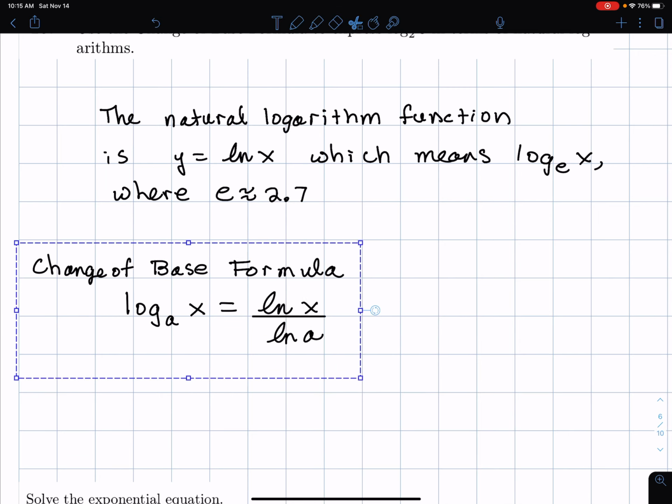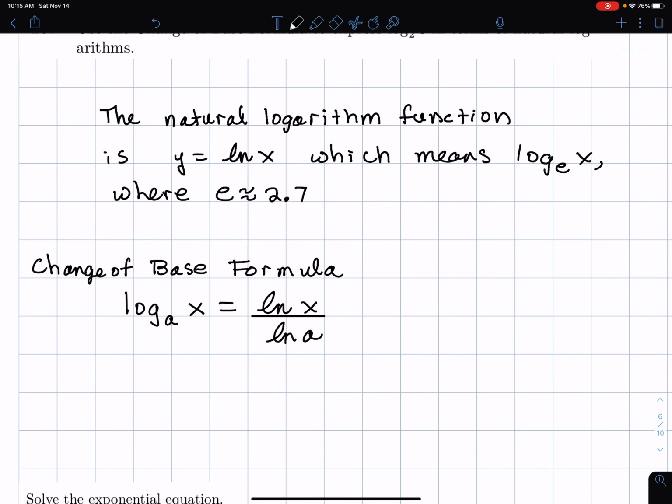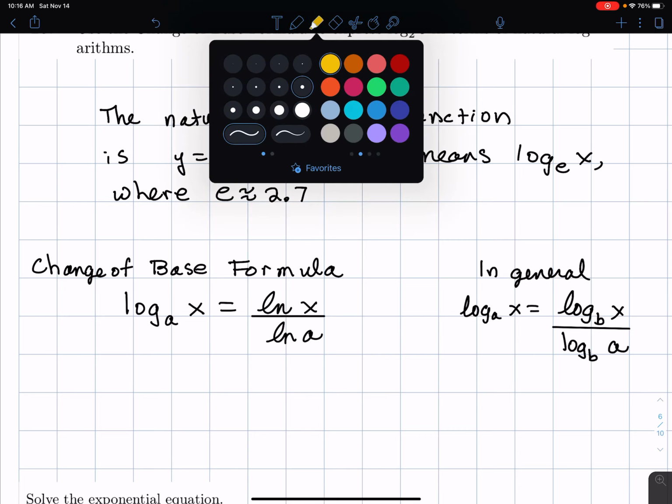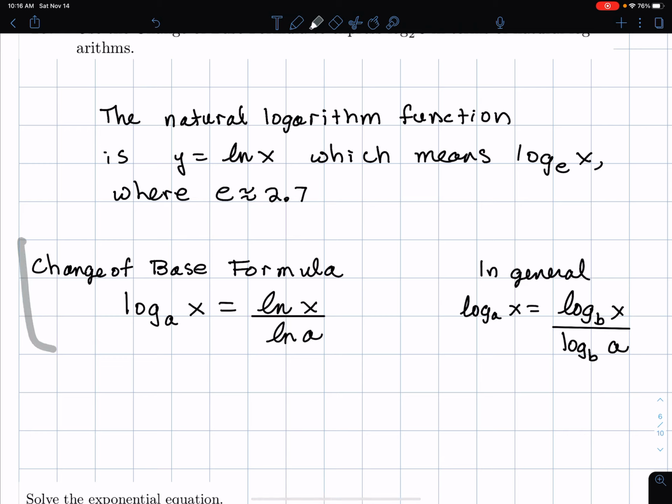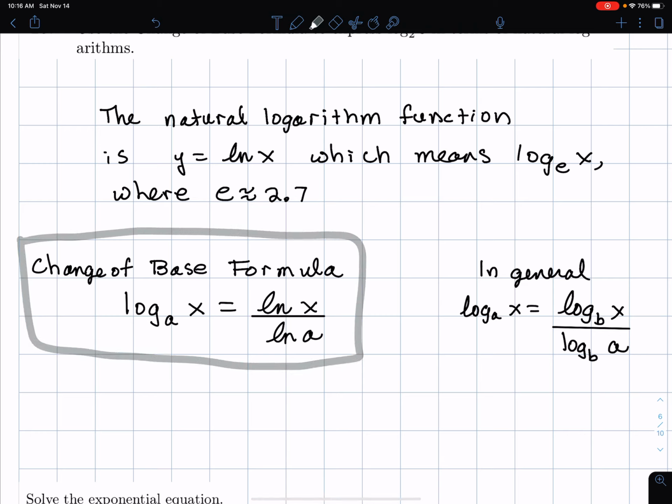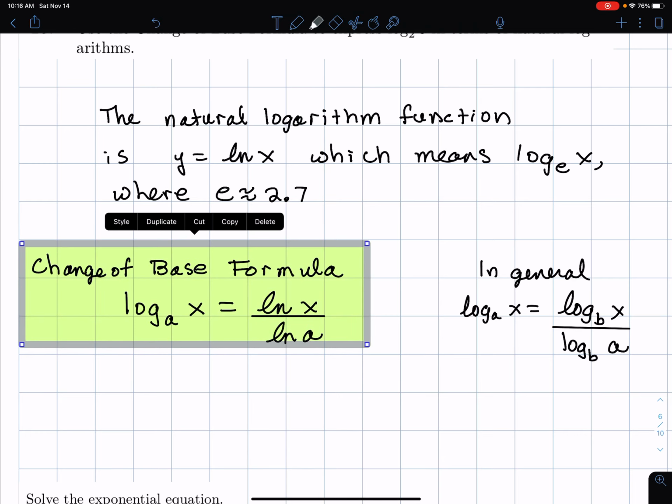So maybe I should say in general, log base a of x can be written as log base b of x over log base b of a. But that's just in general. I'm focusing on if I want to change this whole thing into a natural log.